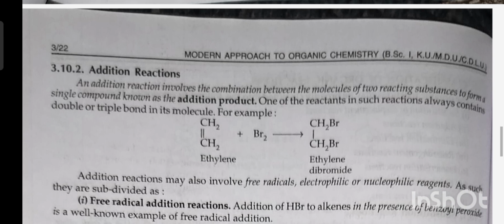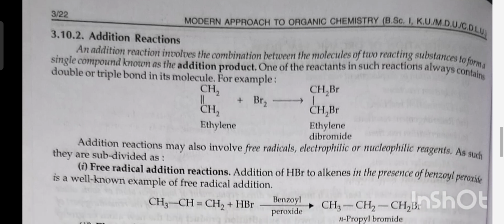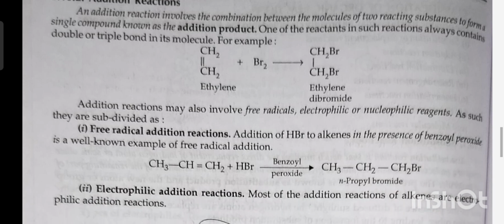Addition reaction. An addition reaction involves the combination between the molecules of two reacting substances to form a single compound known as the addition product. One of the reactants in such a reaction always contains a double or triple bond in its molecule. For example, ethylene plus bromine is converted into ethylene dibromide.